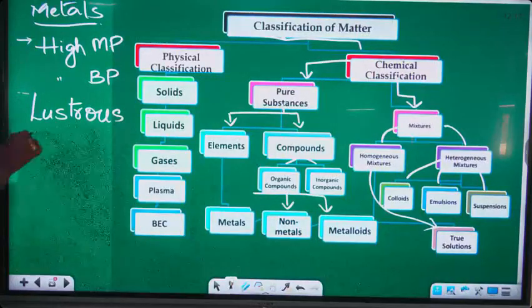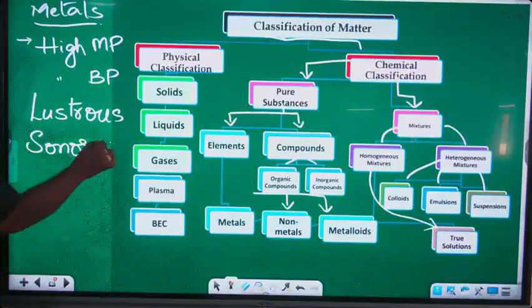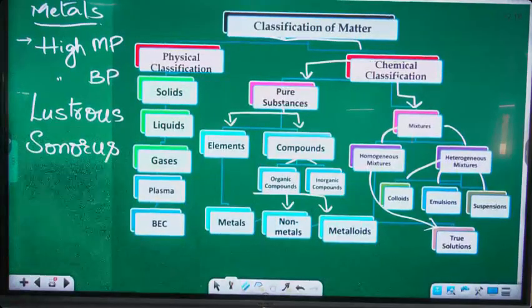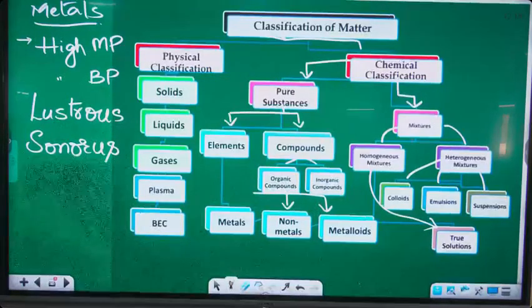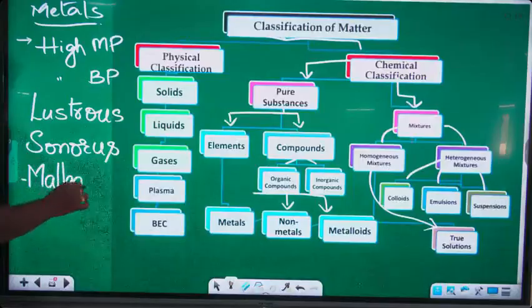So metals possess luster, later you can even say metals are lustrous in nature. At the same time, metals are sonorous in nature. Sonorous in the sense they can generate sound, the one which can generate sound. Metals are lustrous in nature. Metals are sonorous in nature. Then, metals are malleable in nature.